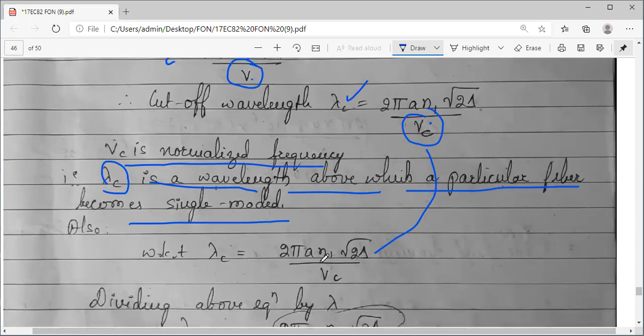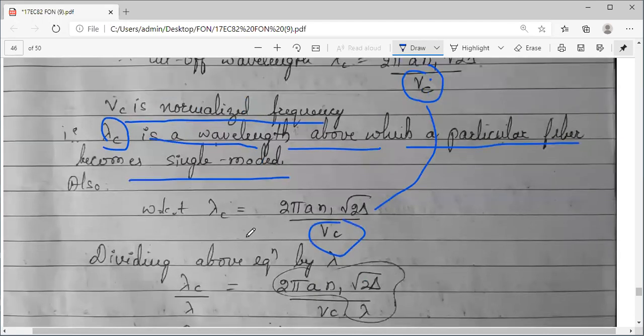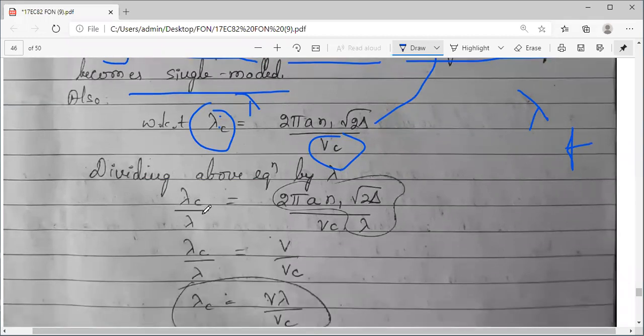Okay, so that's what I have substituted. You can substitute that VC also, no problem. Now, let lambda be your normal wavelength which you use, frequency and wavelength pairs. Similarly, lambda C is the cutoff wavelength. So in order to define the relationship between lambda C and your normal wavelength lambda, let me divide the above equation by lambda on both sides. I've divided on both sides by the lambda term.